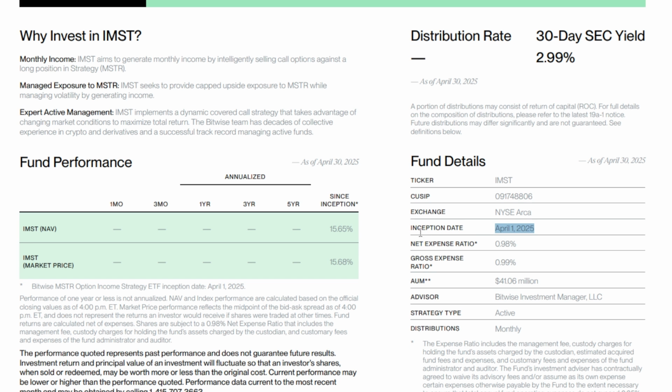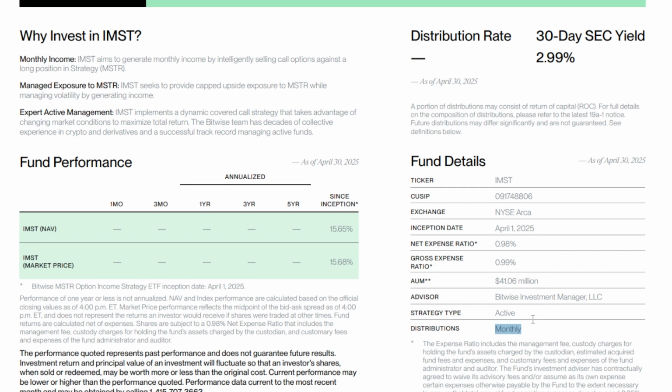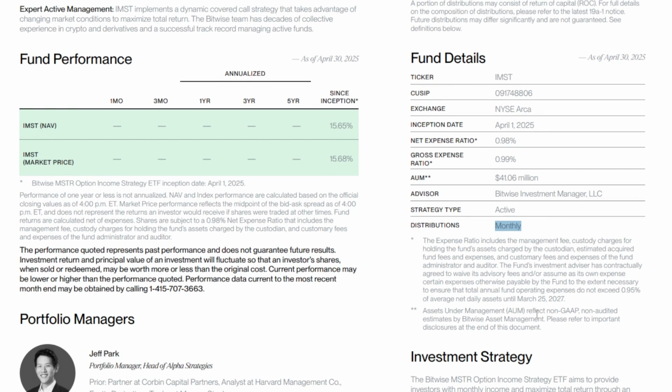Now, this ETF started trading on April 1st, so a lot of investors are speculating that's why the most recent dividend was so large at $7 per share, because it's been a little bit over a month. Speaking of distributions though, they are going to be paid out monthly for this one, and the expense ratio is around 1%, which is more or less in line with different funds like this.